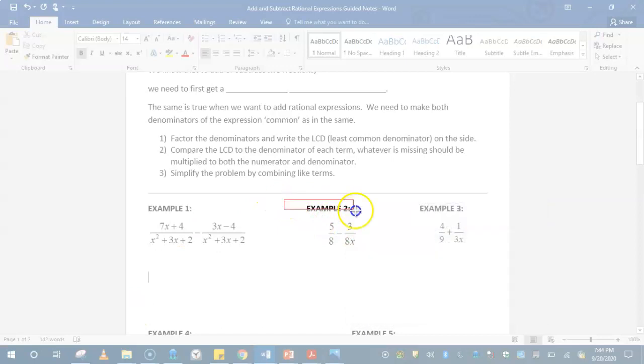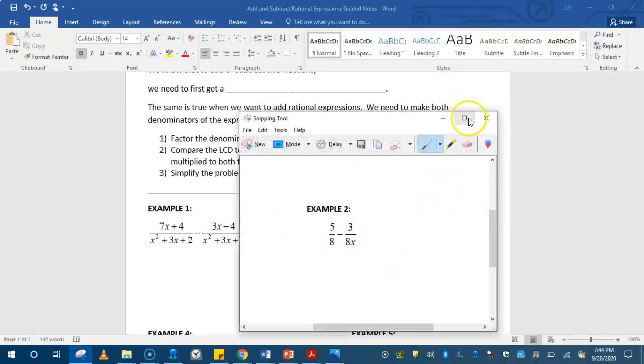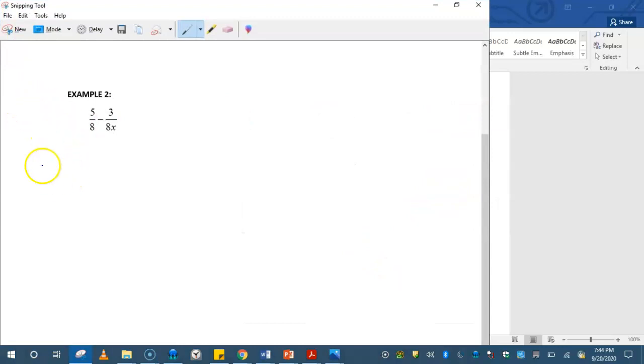My denominators are not in common. So I need to go with step number 1 and look at what my least common denominator is. Well, I can't factor these, but I know what they have in common is they both have an 8 and an x. So in order to find my least common denominator, it's going to be what they have together, the 8 and the x. Okay, so that's my LCD. It's the 8 and the x.